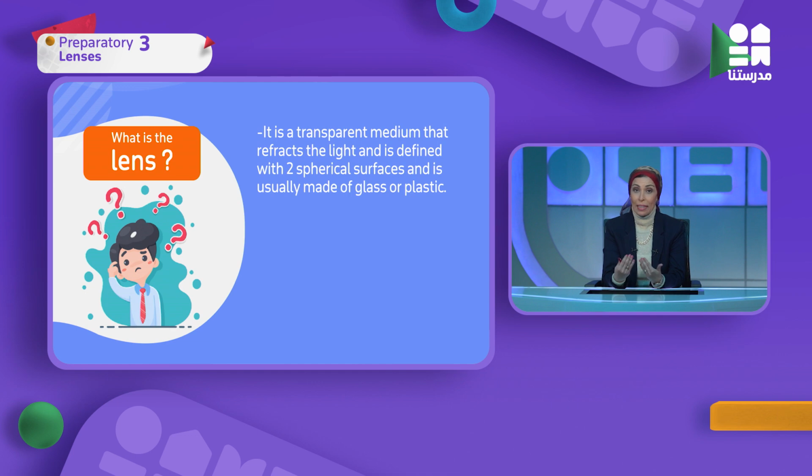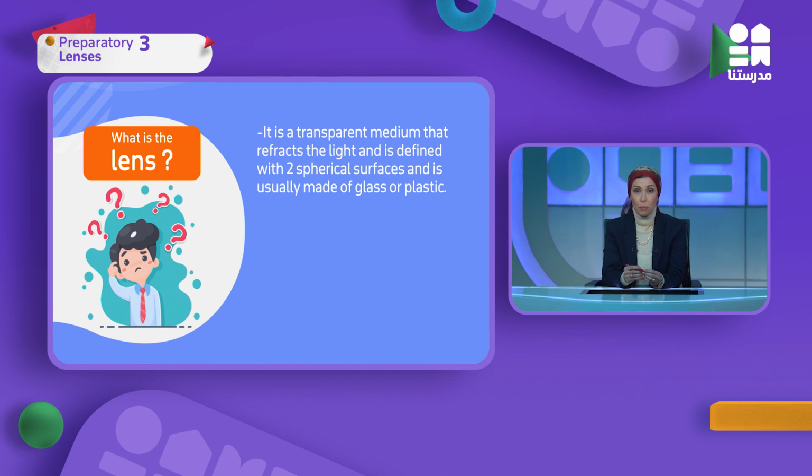غير الميررز. الميررز كانت لها either reflecting surface, either inner or outer. But here it's a transparent surface. Transparent media that بتعمل حاجة مهمة جدا which is refraction of light. Here I said refraction of light and we are going to know what's meant by the word refraction. So it's a transparent media that refracts the light and it's defined by two spherical surfaces.